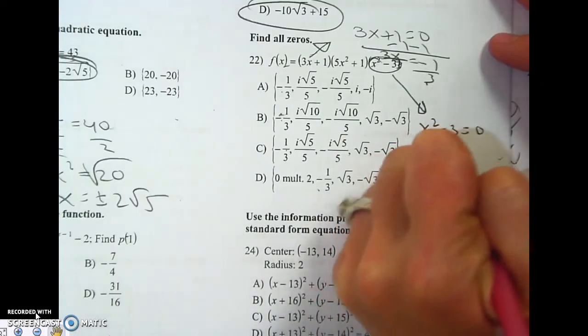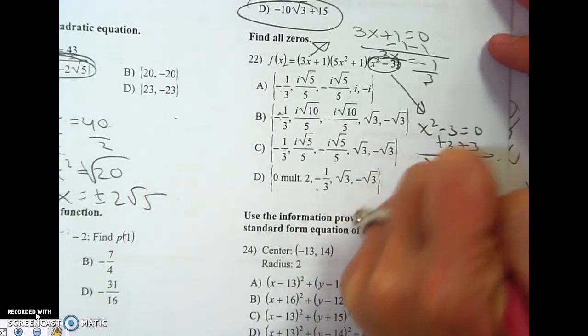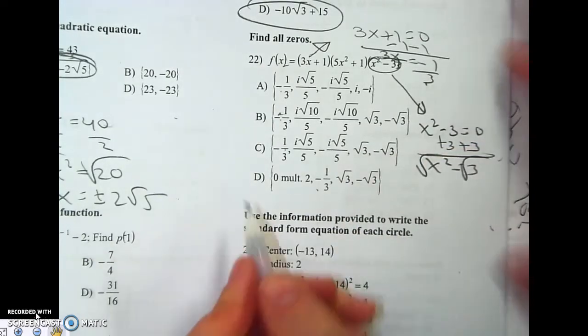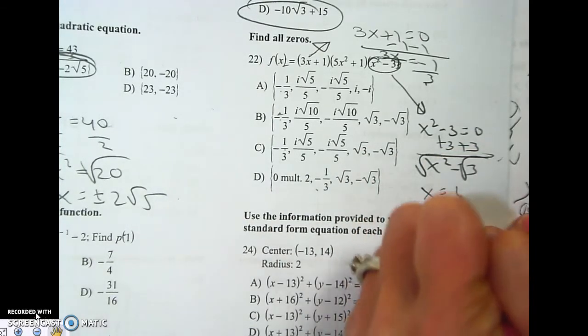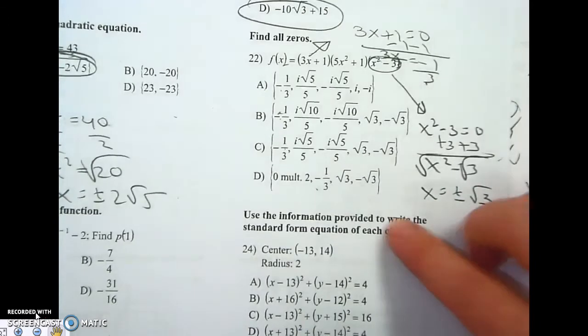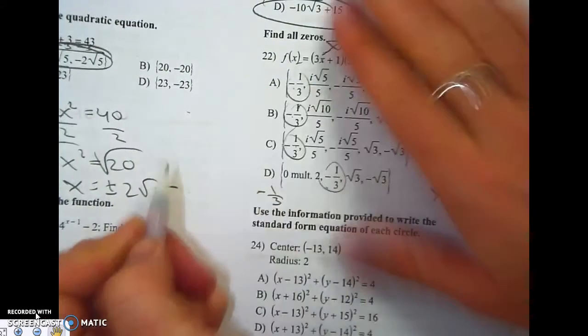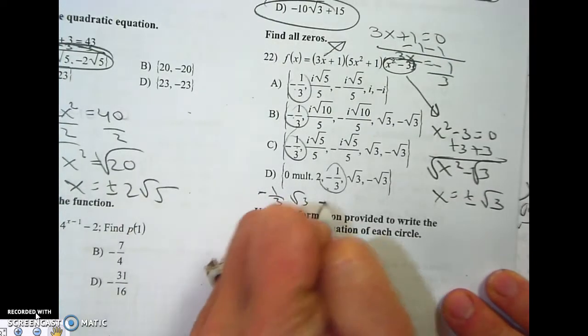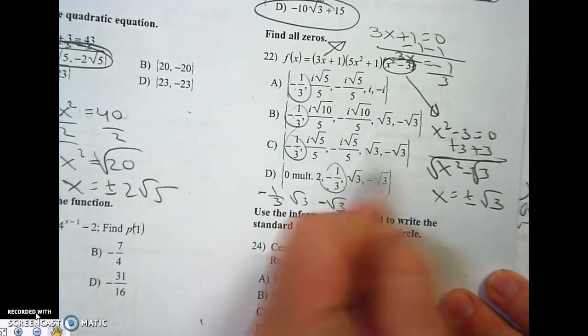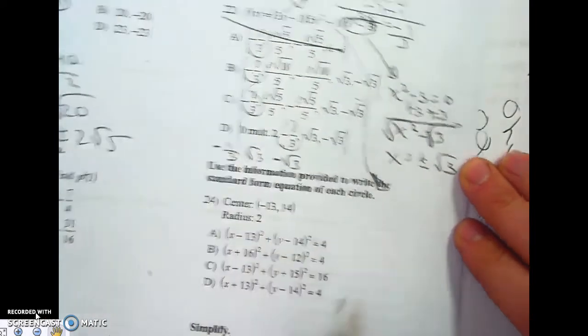Add 3 to both sides. x squared equals 3, square root, square root. So another answer is x equals plus or minus rad 3. So far I know that negative 1/3 works, which is there, there, there, and there. And rad 3 and negative rad 3 work. So there's in there, so A's out. And then I just need to solve this next one.